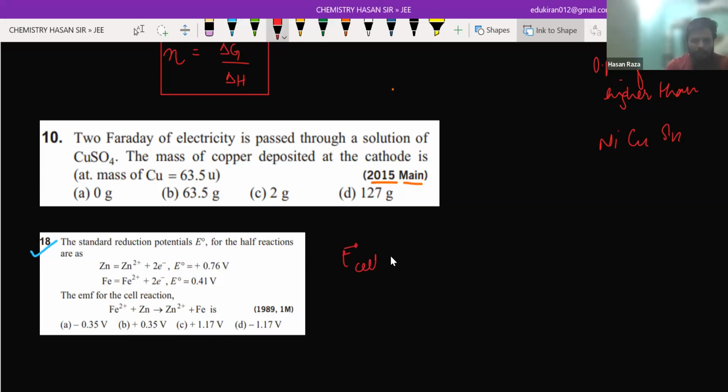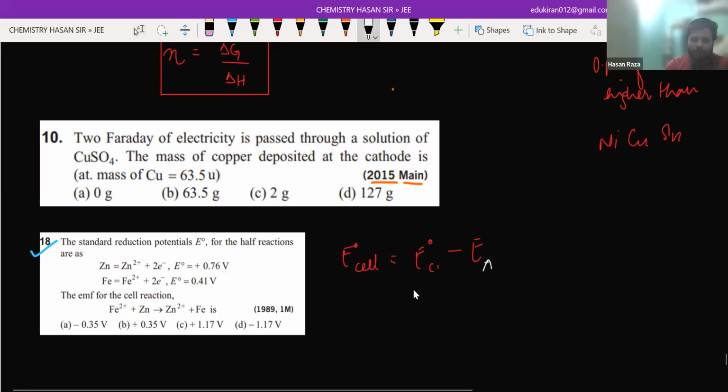If you want to go for E0 cell, E0 cell will be equal to E0 cathode minus E0 anode. Very good, Madhya. Okay, so cathode and anode, and at cathode reduction takes place. So you can see which one is reducing, the iron. So what is the value of iron? That is plus 0.41 volt. You need to write the value which is in a reduction.